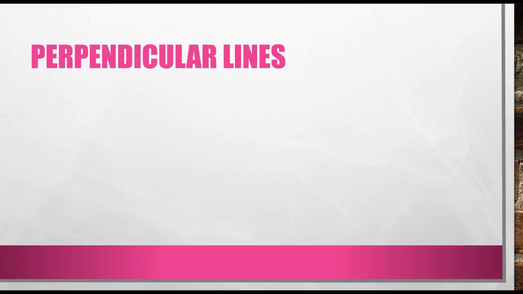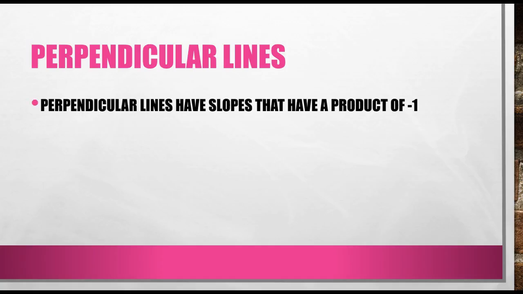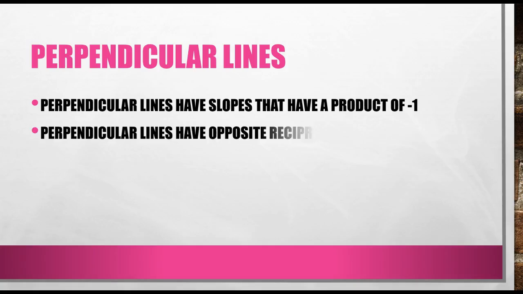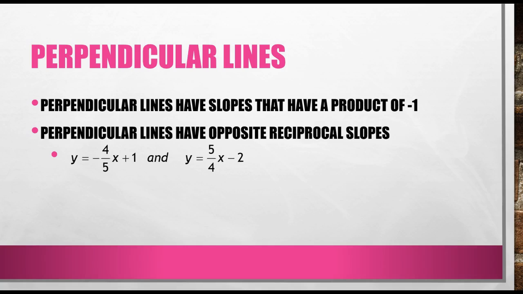To review perpendicular lines, one way to think about perpendicular lines is that their slopes have a product of -1. But if we take it a step before that, really the perpendicular lines have opposite reciprocal slopes. So in our example, y equals -4/5 x plus 1 and y equals 5/4 x minus 2, the -4/5 and the 5/4 are opposite reciprocals. One is positive, one is negative, and the fraction appears to be flipped.